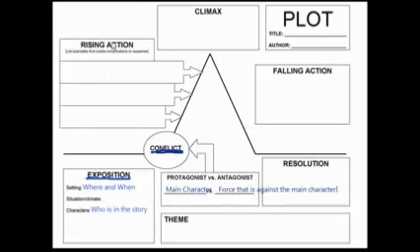The next part we're going to look at is the rising action. So the rising action builds us up to the climax. It's an important part of the story. So without the rising action, we wouldn't have those events that led up to the climax, and therefore we wouldn't have the climax or the most important part of the story. So rising action is going to be defined as the events that lead up to the climax.